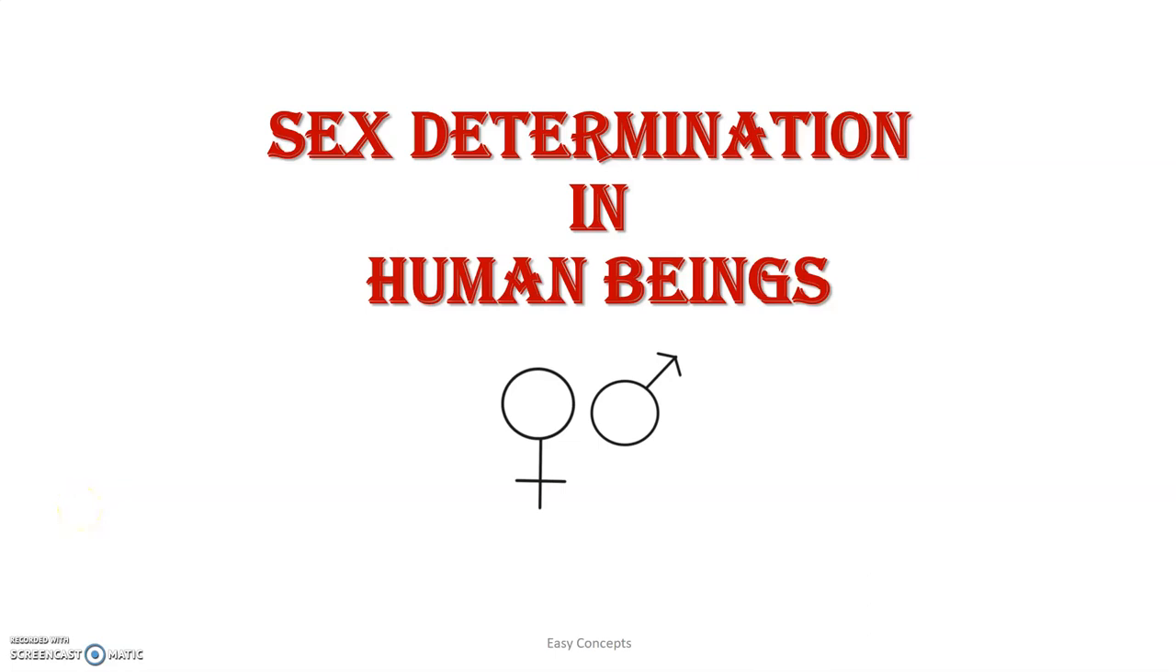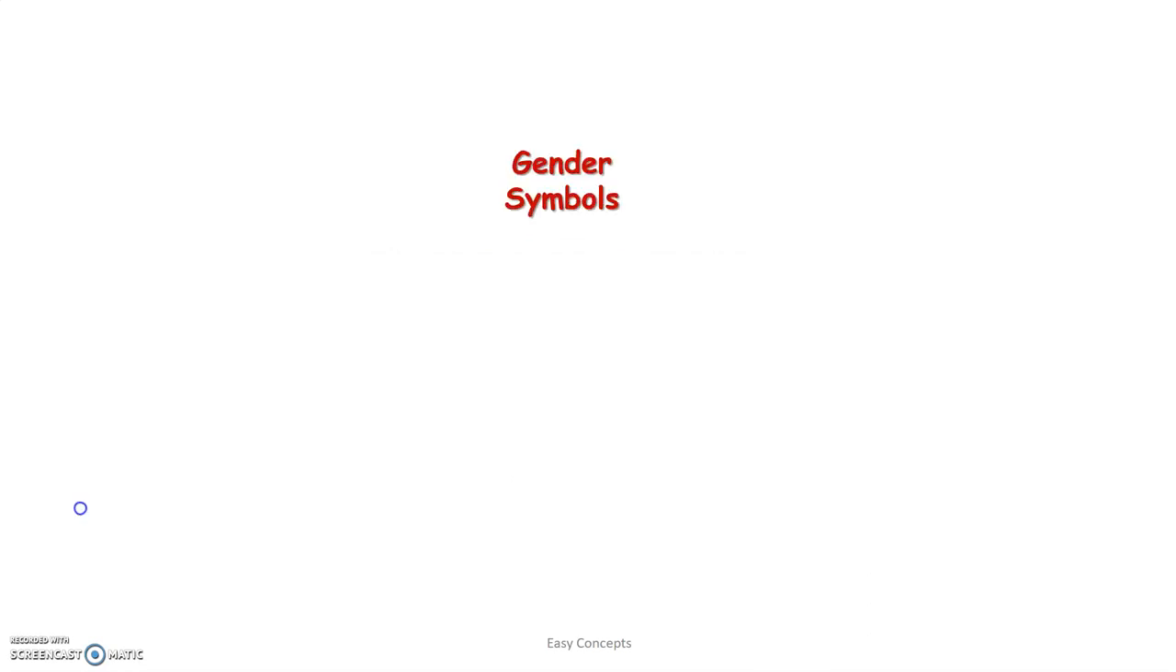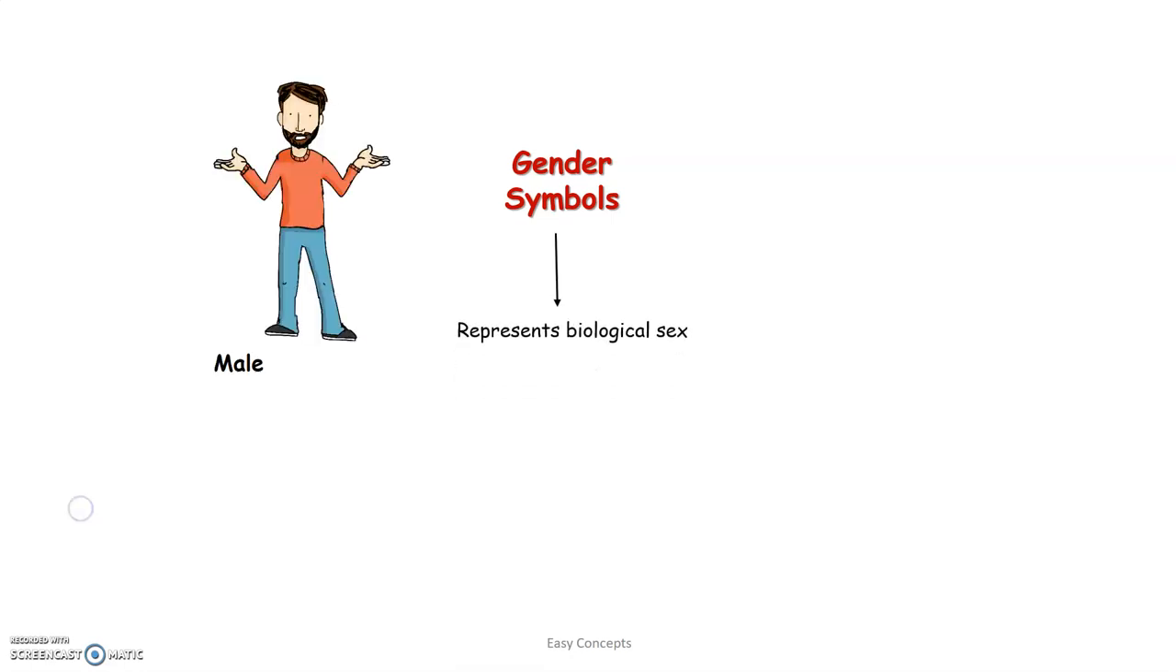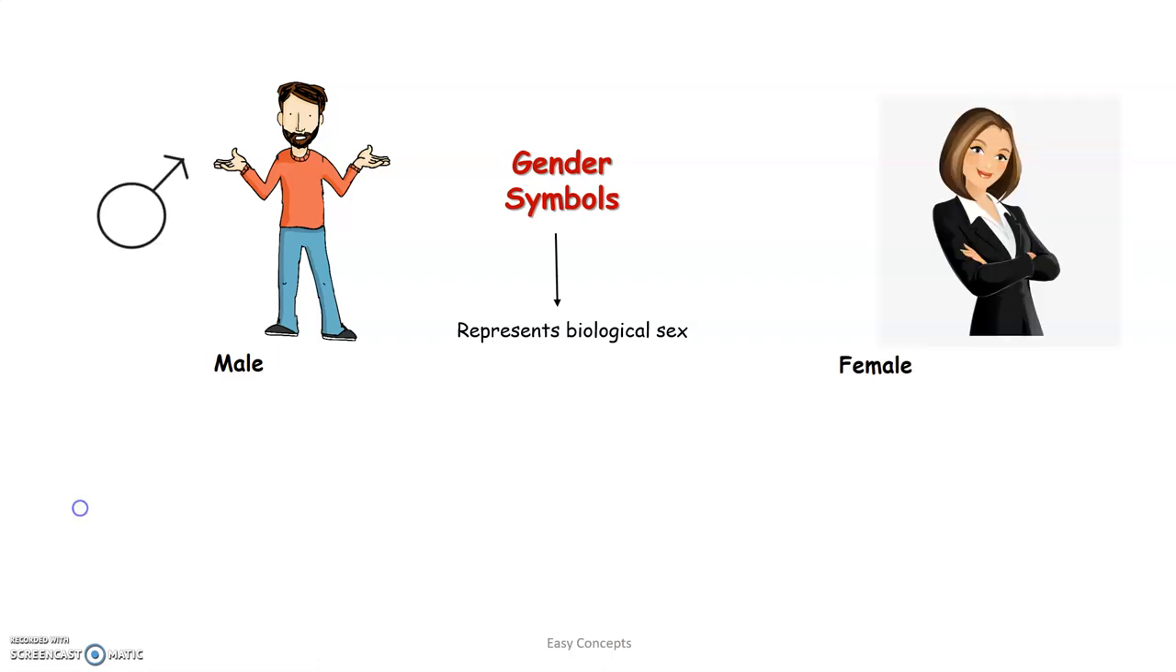So let's talk about sex determination in human beings. First of all, what is a gender symbol? Gender symbols are used to represent biological sex. For example, in case of male, we use this symbol. In case of female, we use this symbol.